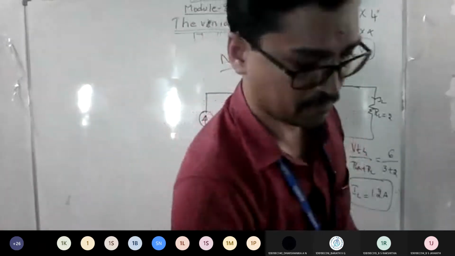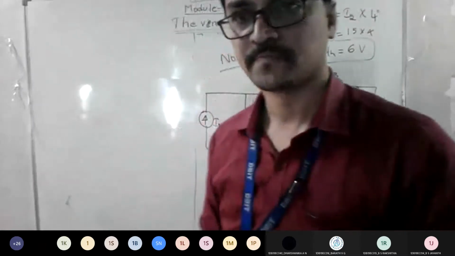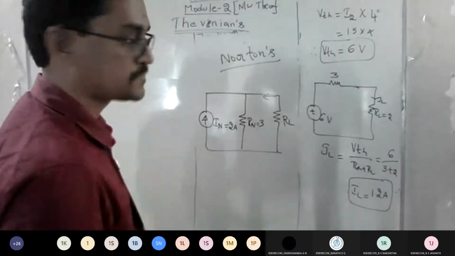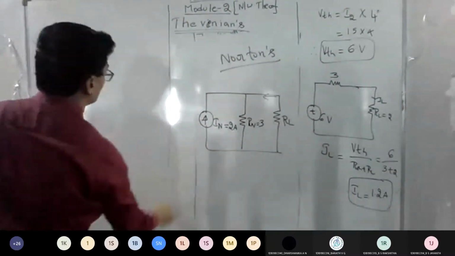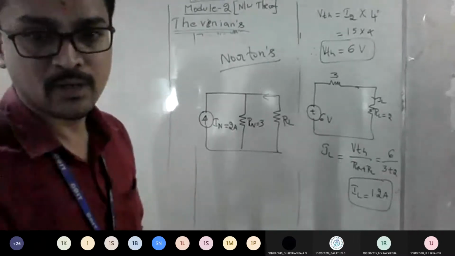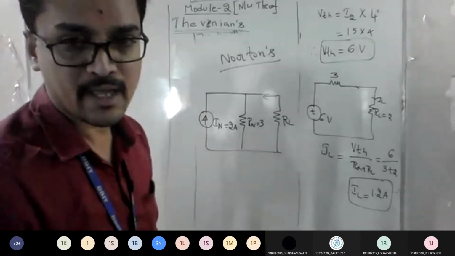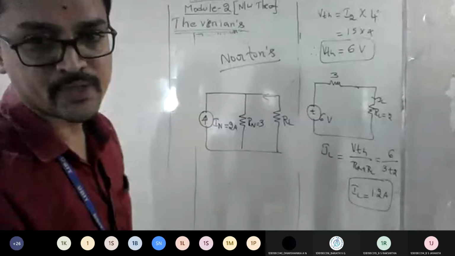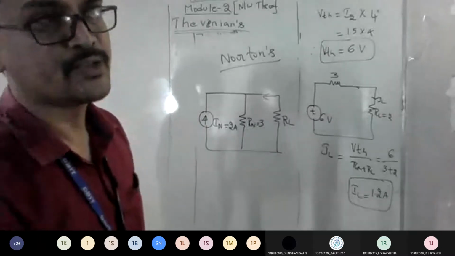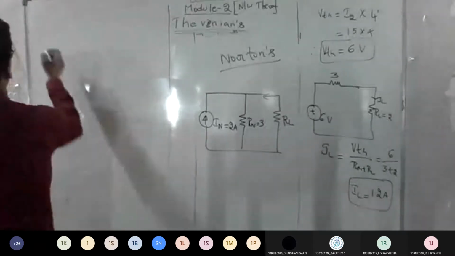Second problem. For the network shown below, obtain the current across the terminals A and B using Thevenin's theorem. It's an 8 to 10 marks question, so be alert. Using Thevenin's theorem. Okay, I'll write the question here.